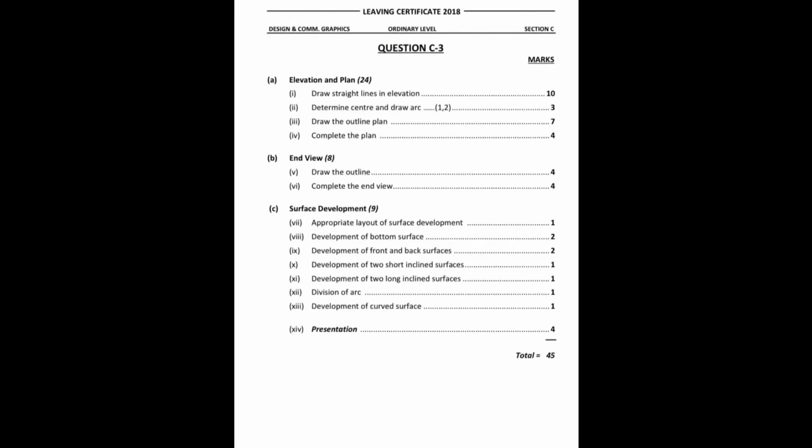Okay, shown here is the marking scheme for that question. It gives a full breakdown of how the marks are awarded for each individual section. It is worth studying and having a look at. You can pause the video here to have a good look at the marking scheme.